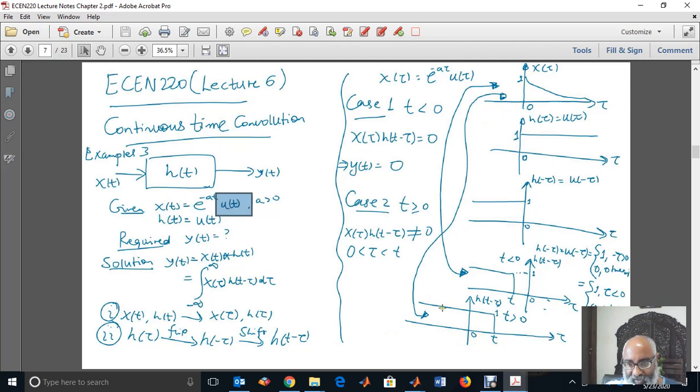Now graphically multiply the two functions. For tau less than 0, the result will be 0, even though I have 1 here. For tau between 0 and t, this is 1, and this is exponentially decaying, so it will give me the exponentially decaying function. For tau greater than t, this is 0, this is something, but 0 times something is 0. So only the product between 0 and t will be non-zero, an exponentially decaying function.